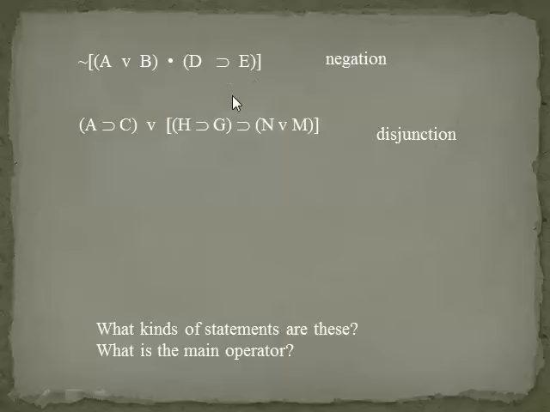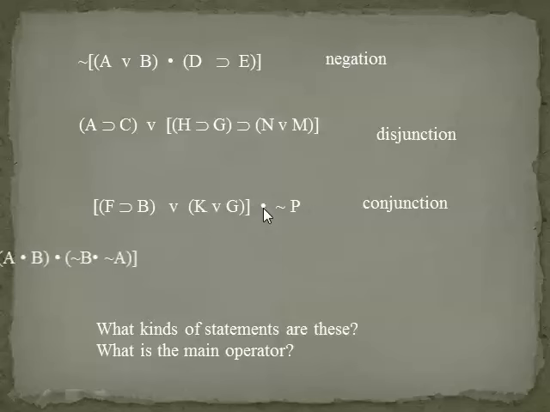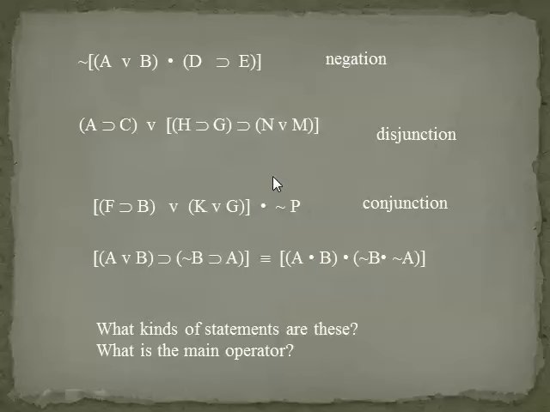This is a disjunction because this is a unit beginning at this bracket and ending here, and this is a unit beginning at this parenthesis and ending here, and the two units are joined by the wedge. This is a conjunction because you have a unit beginning at this bracket, ending at this bracket. You have a statement over here by itself, and the two are joined by the dot. And this is a biconditional because the unit over here begins at this bracket, ends at this bracket. The unit begins here and ends at this bracket, and the triple bar is joining them together.